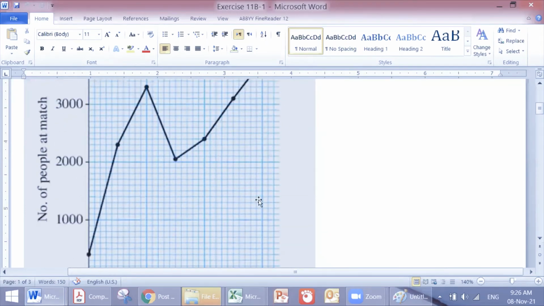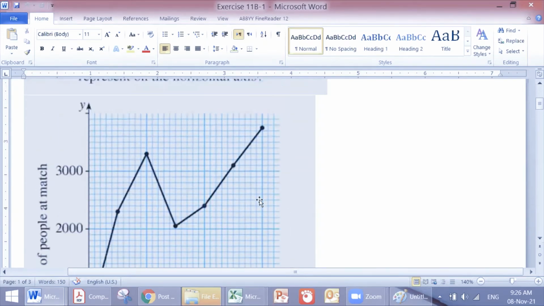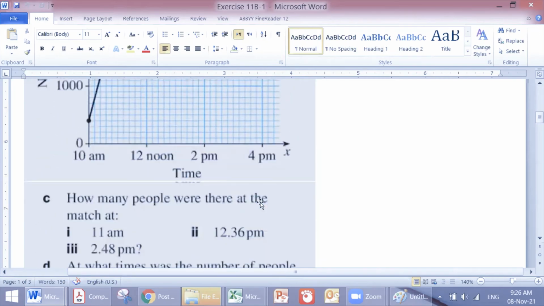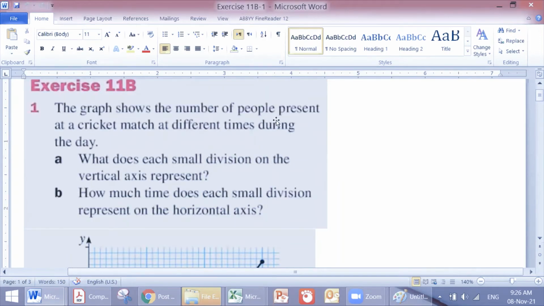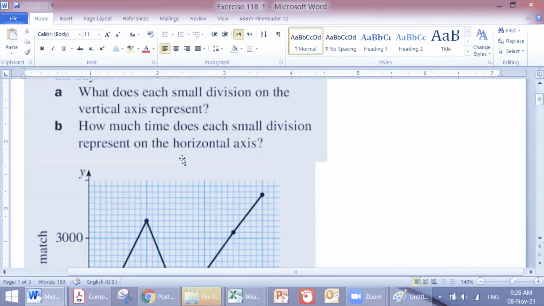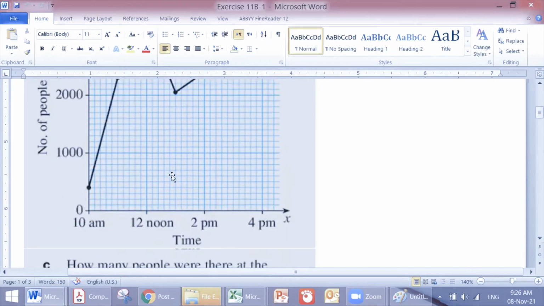It is about studying this graph. How many people were there at 7 p.m.? Different times are given to you. The graph shows the number of people present at a cricket match at different times during the day. What does a small division on the vertical axis represent? How much time does each small division represent on the horizontal axis? So again, you have to find the small divisions. Yes, it is also very easy. You don't have to draw. It is already drawn. You just have to study it and give the answer.